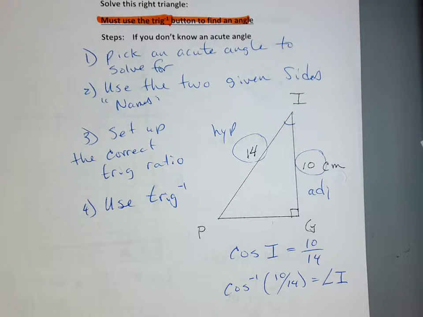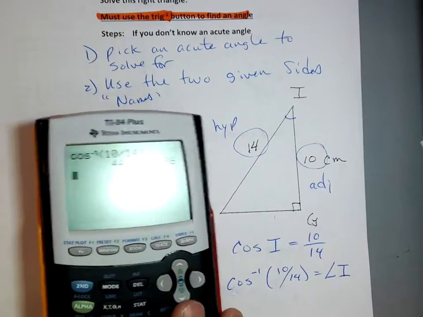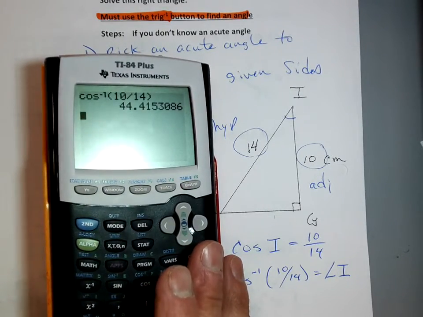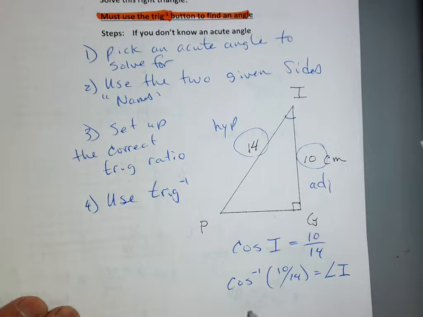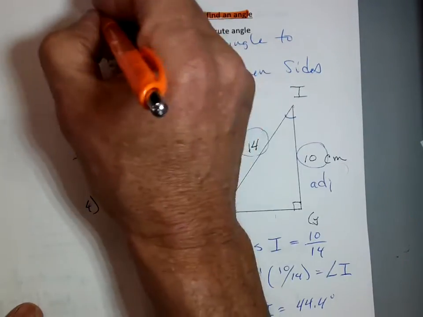So I'm just going to use my calculator, and we're going to go clear. I'm going to go cosine inverse of 10 divided by 14, and I get an answer about 44.4 degrees. So angle I is equal to about 44.4 degrees, the measure of angle I, okay? Easy. Now, let's put that in, because it says solve. I got to solve the whole thing.